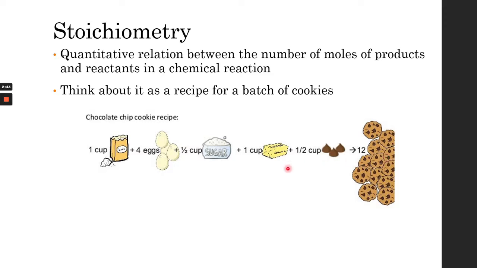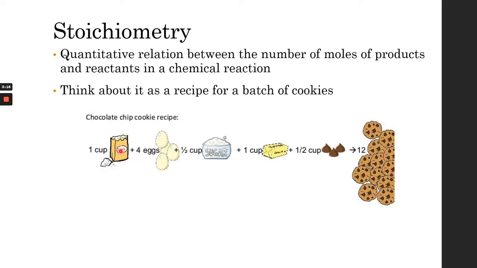So in a chemical reaction, you would think of all of these right here, this 1 cup of flour, 4 eggs, half a cup of sugar, 1 cup of butter, and half a cup of chocolate chips, as your reactants. These are the substances that you combine together, that you react together. In a recipe, we usually call them our ingredients. So you can think of ingredients as your reactants.